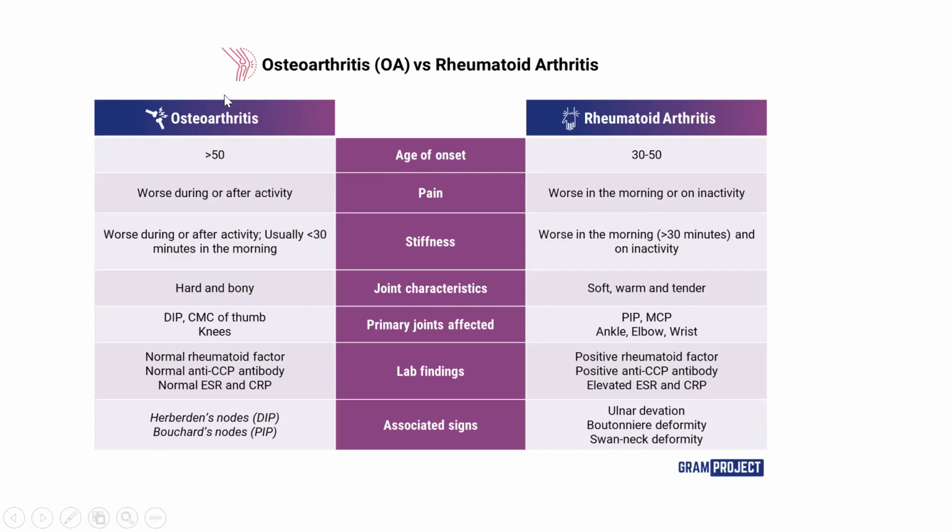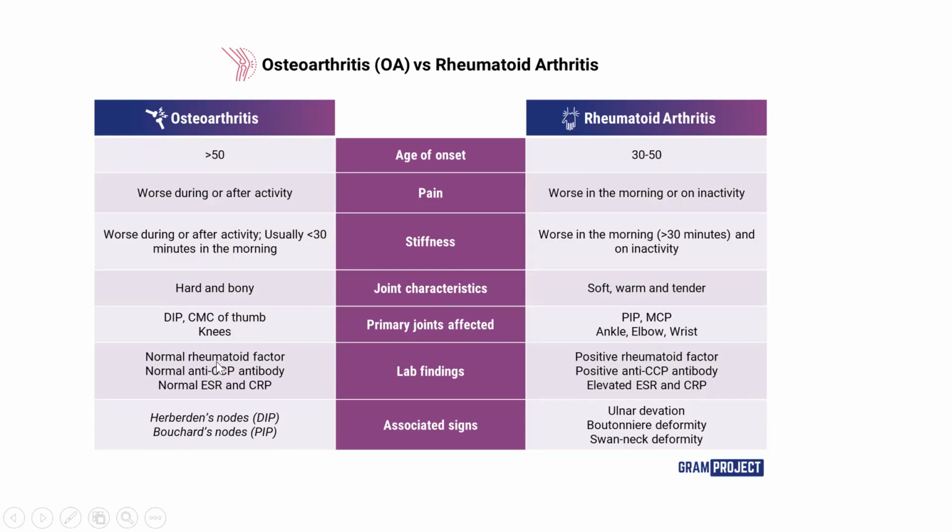For primary joints, osteoarthritis basically affects the big joints like the knee, and sometimes the carpometacarpal joint of the thumb and DIP, right? But rheumatoid arthritis basically affects the small joints of the body like PIP, MCP, ankle joint, and wrist.